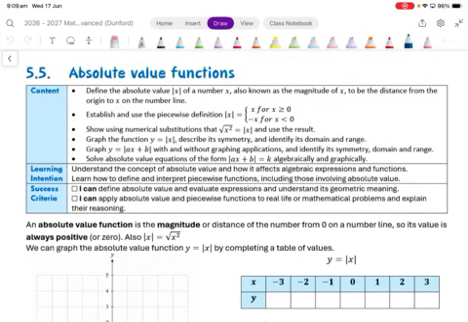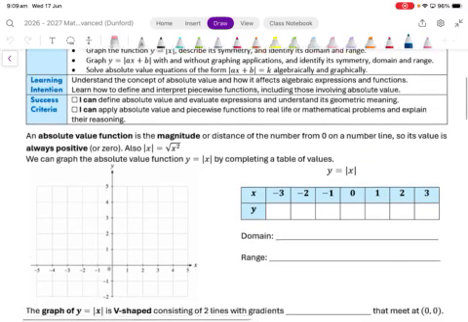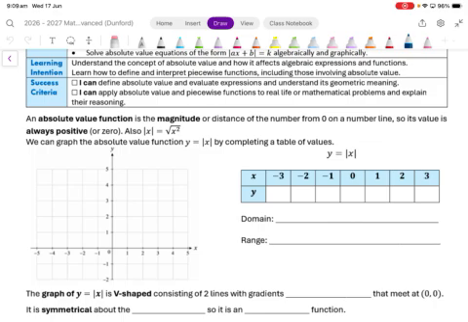Okay, so what we're doing today, Year 11, is we're looking at absolute value functions. Now, we looked at absolute value functions back in equations, and we looked at how we can solve those equations with absolute value functions, as well as what they are. So an absolute value function is the magnitude or distance of the number from 0 on a number line, so that its value is always positive or 0.